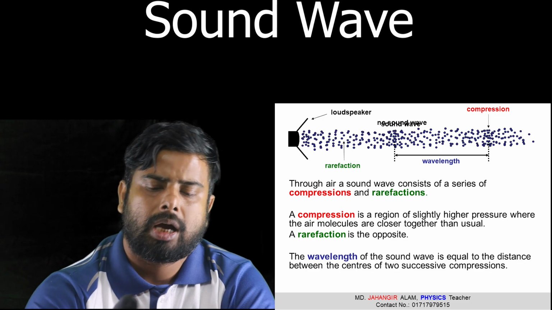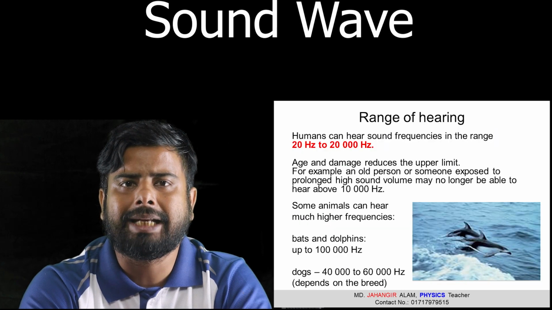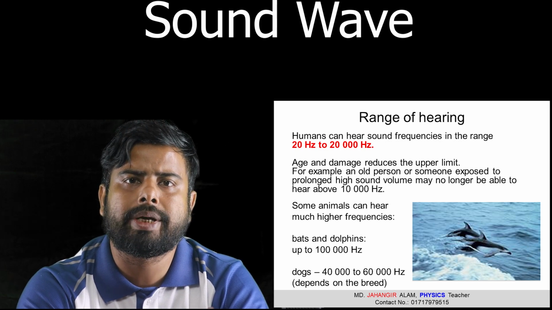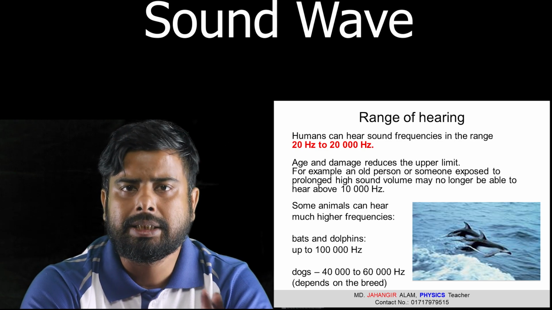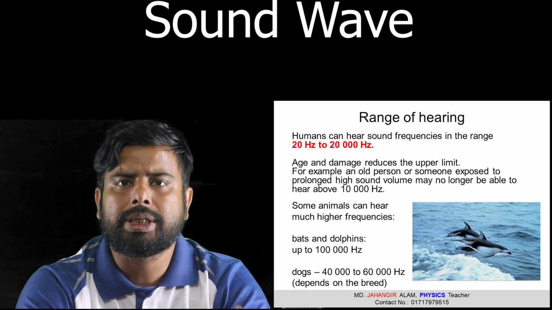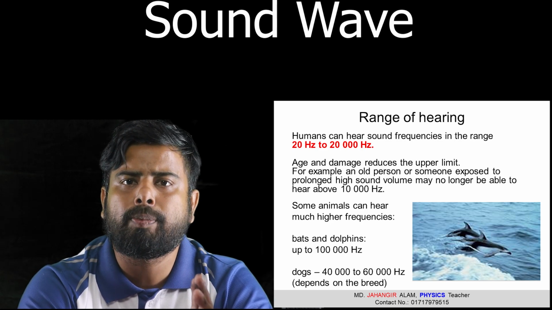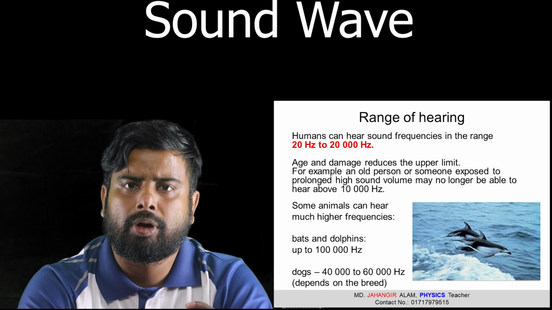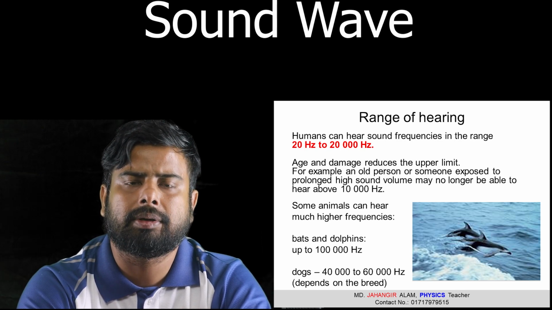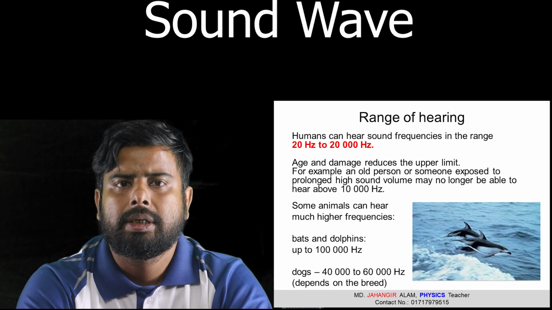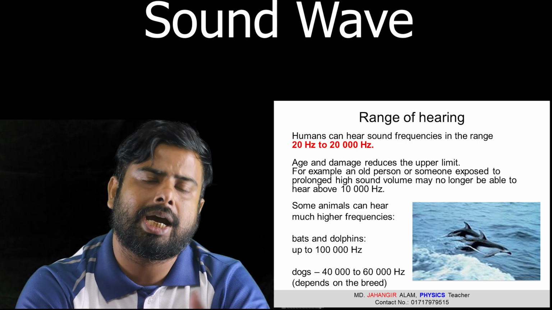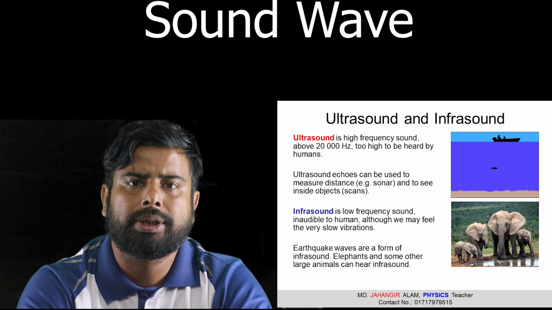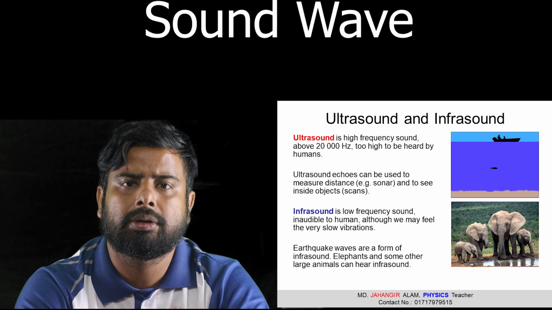Range of hearing. The human ear can hear sound frequencies in the range 20 Hz to 20,000 Hz. Age and damage reduce the upper limit. For example, an old person or someone exposed to prolonged high sound volume may no longer be able to hear above 10,000 Hz. Some animals can hear much higher frequencies: bats and dolphins up to 1 lakh Hz, and dogs 40,000 to 60,000 Hz, depending on the breed.